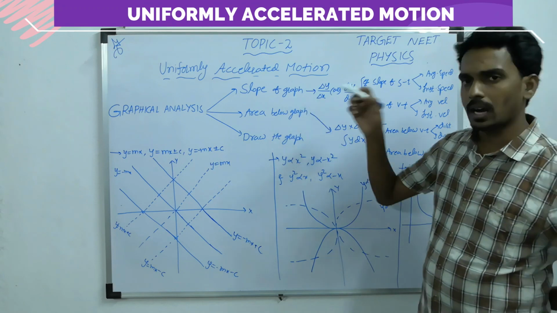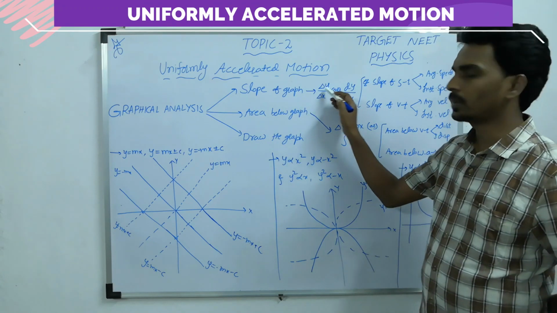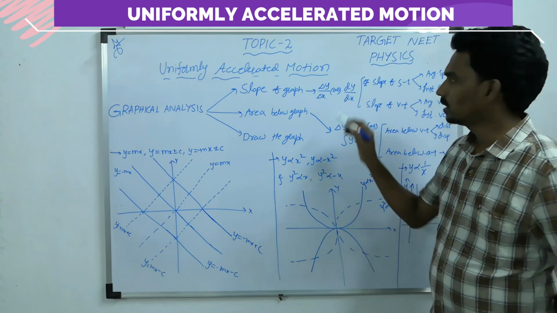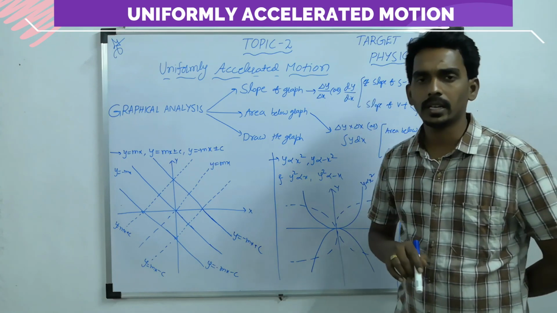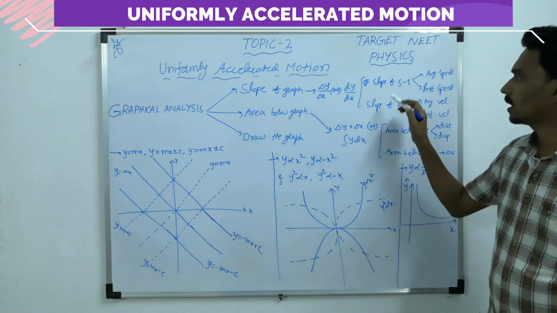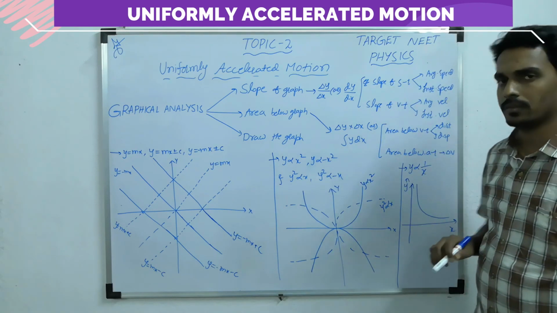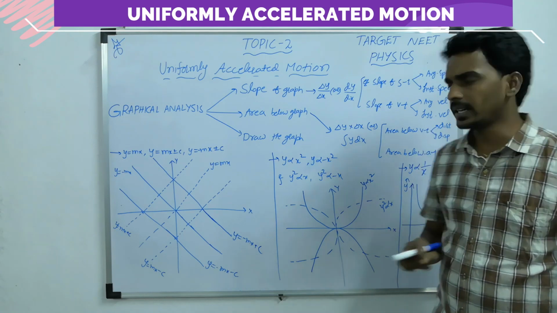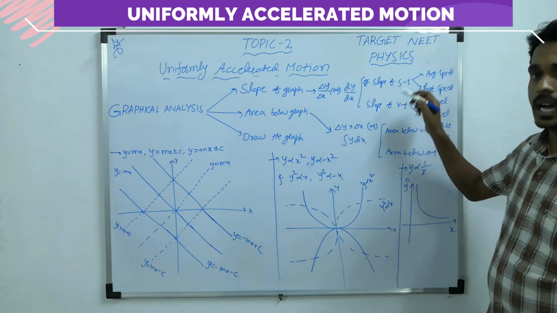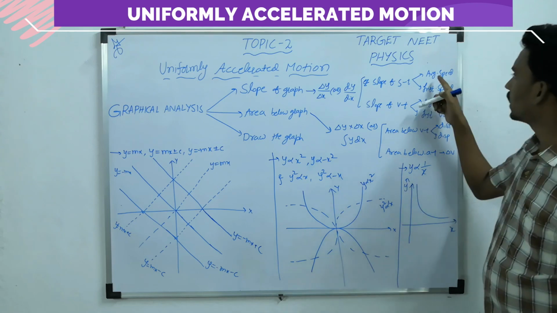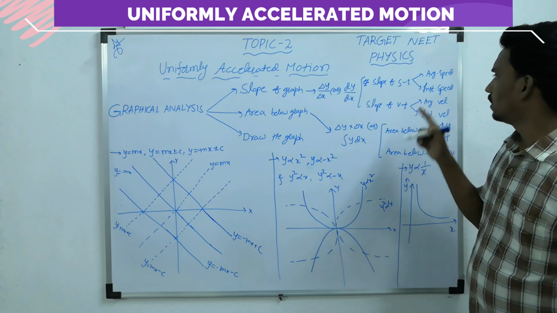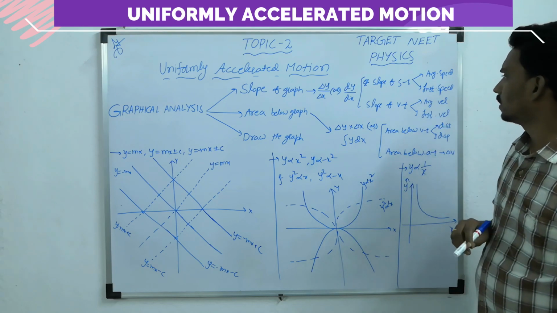And if the graph is a straight line, then the slope is delta y by delta x. If the graph is a curve, then the slope is dy by dx. And for example, if you consider the s-t graph, displacement versus time, if the graph is straight, then the slope is delta s by delta t, that is average speed or average velocity.